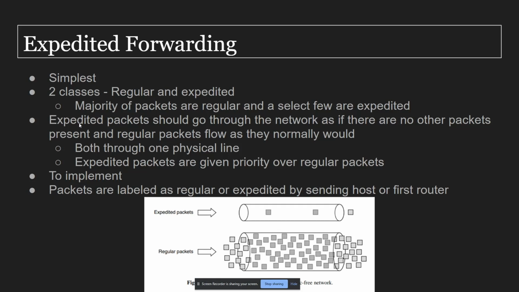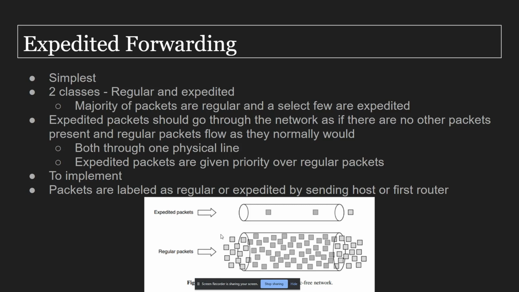Expedited packets should go through the network as if there are no other packets present. You can see that in the image below, where expedited packets are sent one by one with nothing else in the flow, while regular packets are sent normally. While this image does show two separate lines, they both go through one physical line. Expedited packets are given priority over regular packets.